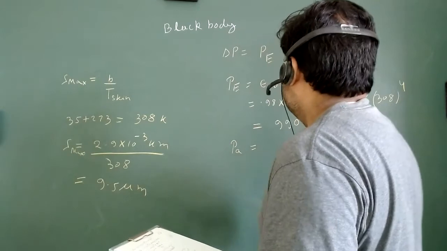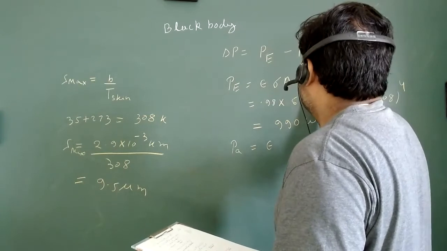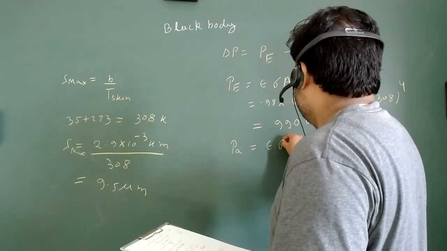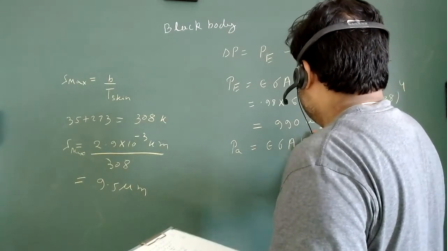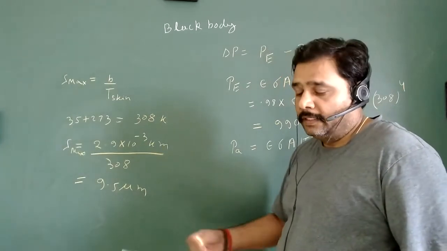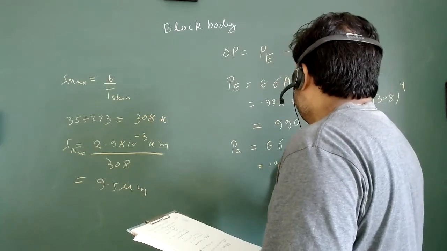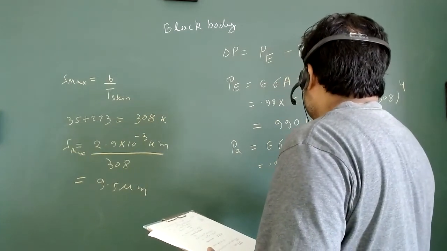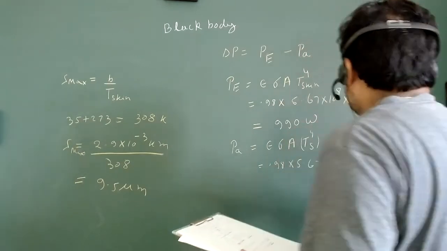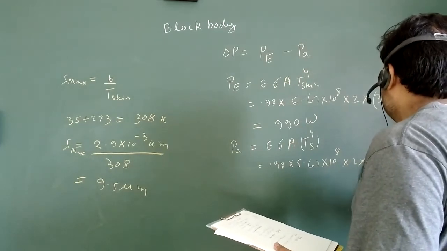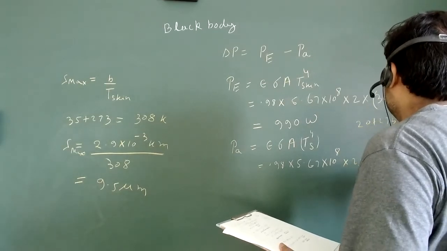This is the energy emitted by the body, and then we go for the absorbed energy. Absorbed energy is again sigma epsilon A T to the power 4, where T is the temperature of the surrounding. So we put 0.98 into 5.67 into 10 to the power minus 8, area is 2, into 293 to the power 4, because 20 plus 273 is 293.